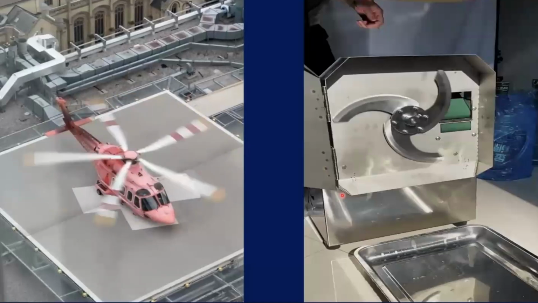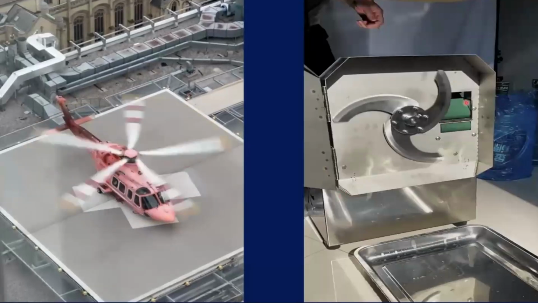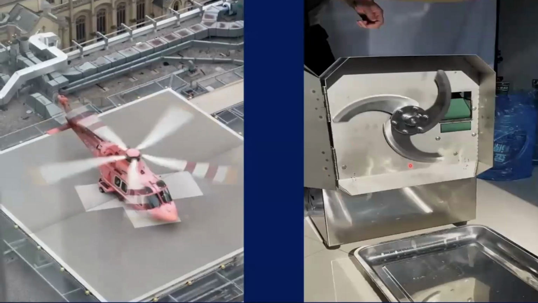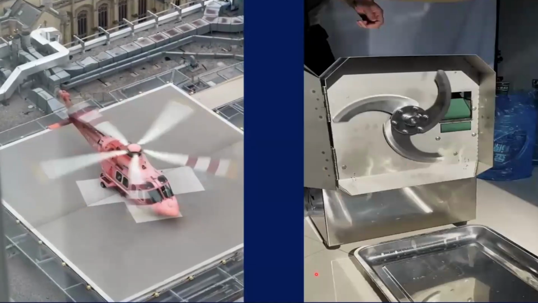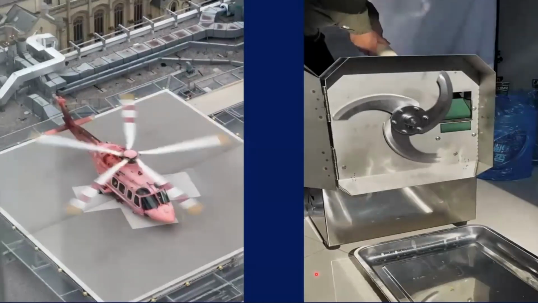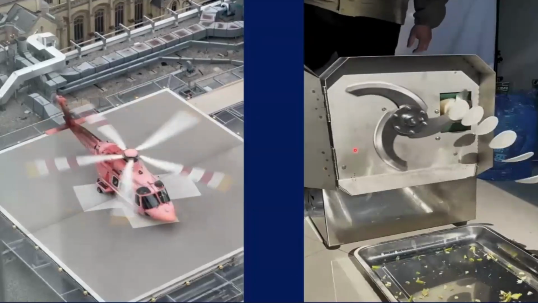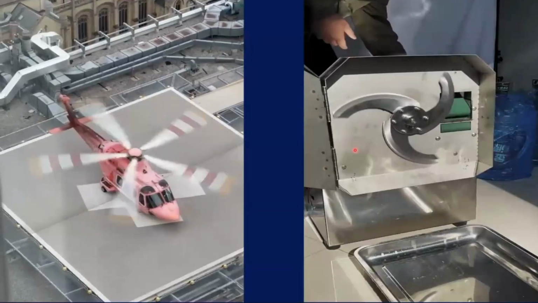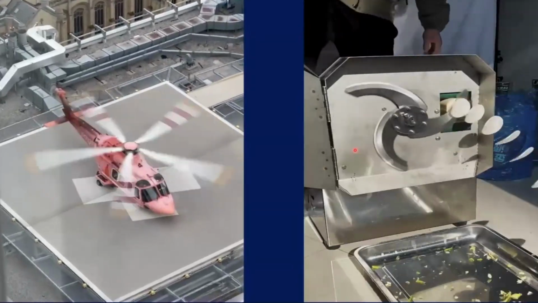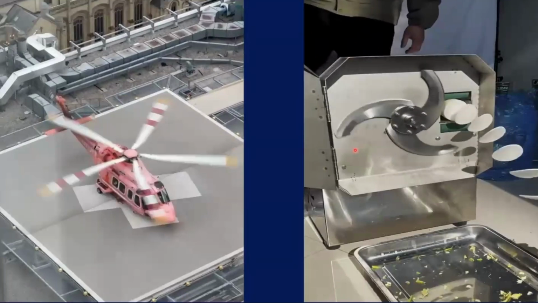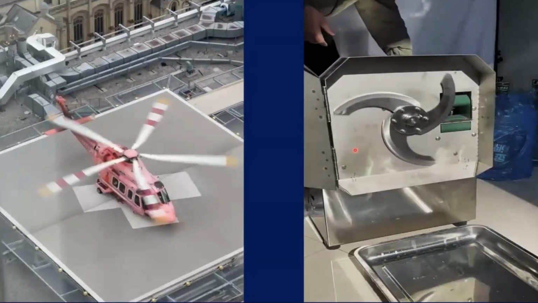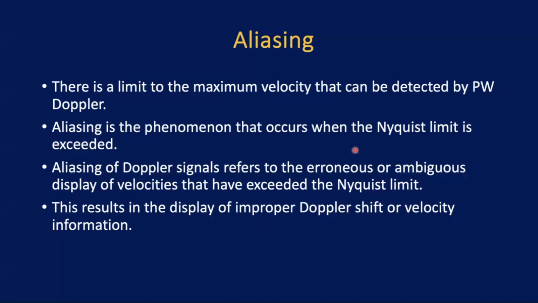And I brought this example last time. For the food people, I will bring this one. I found it really amazing. See how it's spinning in different directions. If you see this chopper, it looks like it stays still. And whenever he puts in the vegetables, it will even spin on the opposite side. This is because it's really fast for your eye to detect the direction. So aliasing is when the maximum velocity is reached by the pulse wave Doppler.